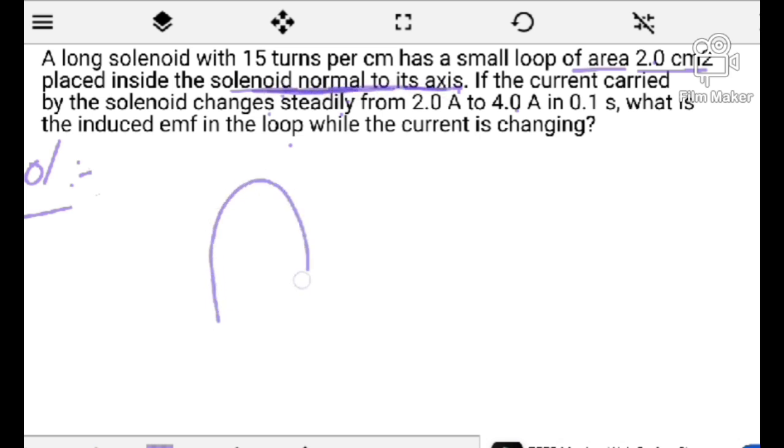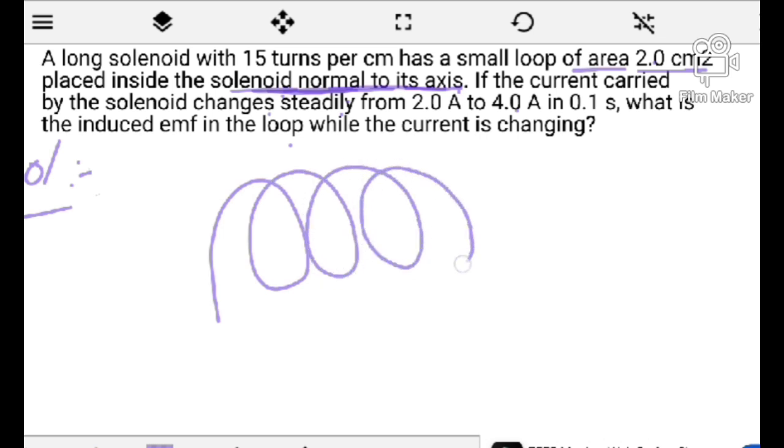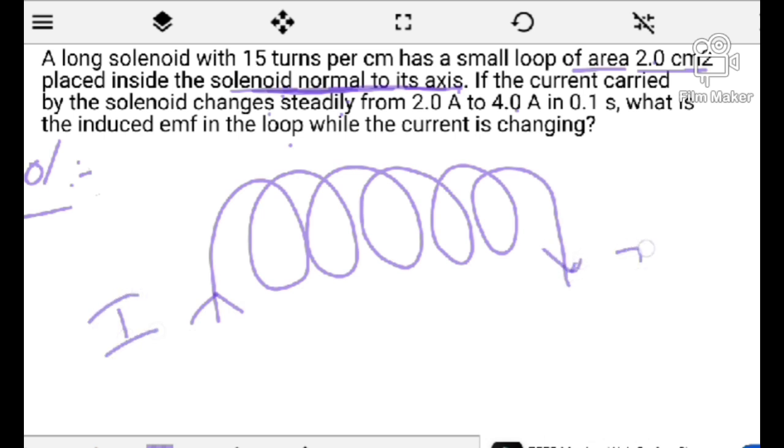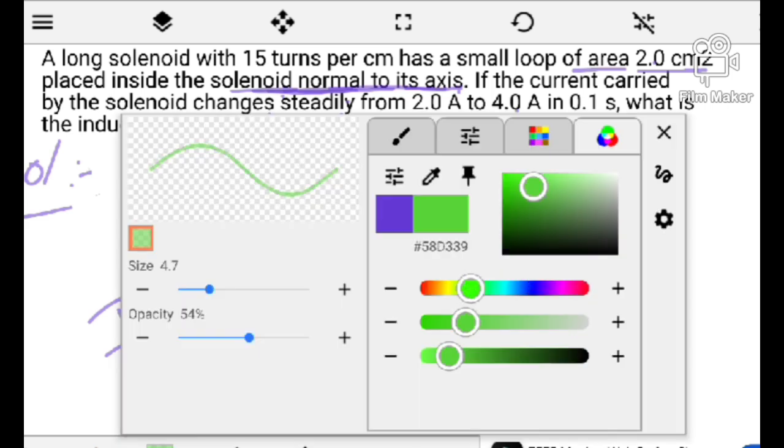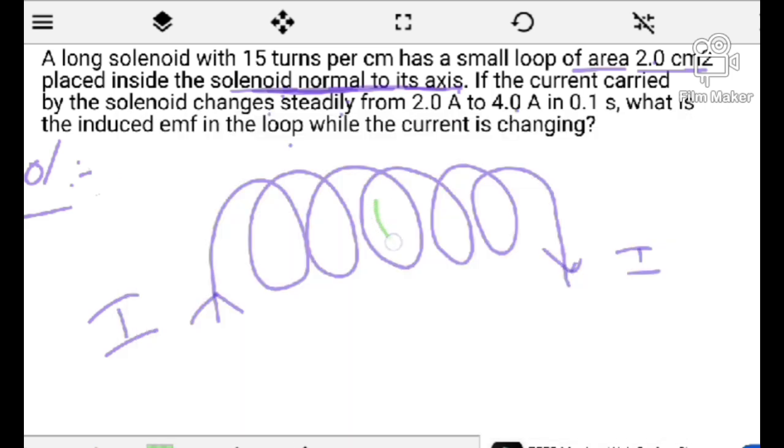Suppose this is the solenoid. Let's say current flows into the solenoid and flows out of the solenoid in this direction. There is a small loop placed like this, whose area is A. So what is the question? What is the induced EMF in the loop while the current is changing?